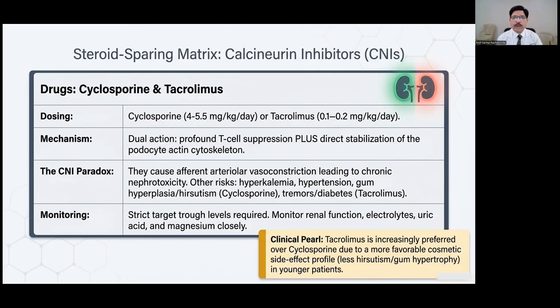What is the clinical pearl? Tacrolimus is increasingly preferred over cyclosporine due to a more favorable cosmetic effect profile, like no hirsutism, no gum hypertrophy. So it is better to prefer tacrolimus over cyclosporine.